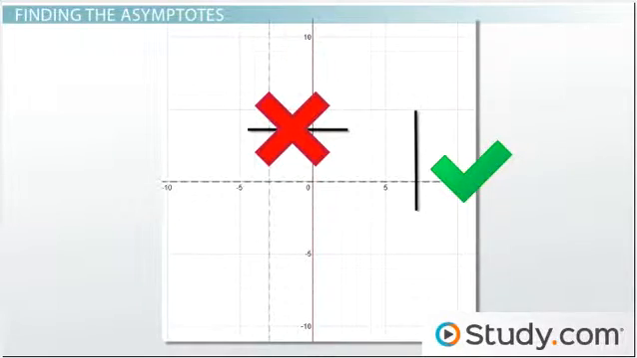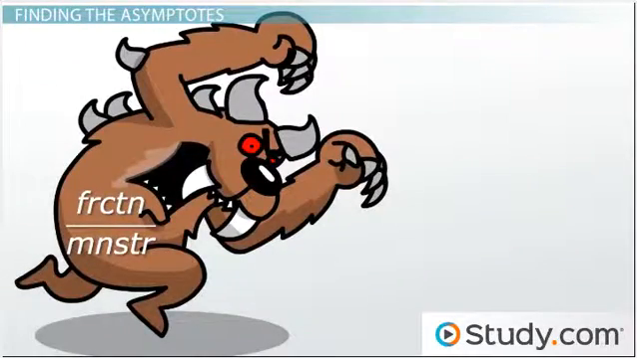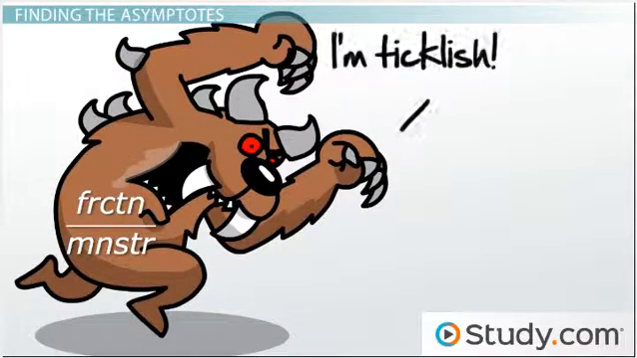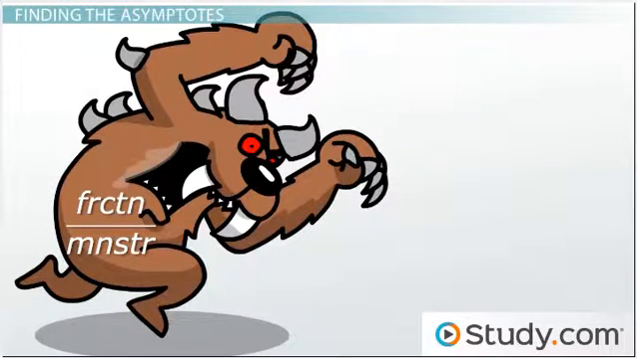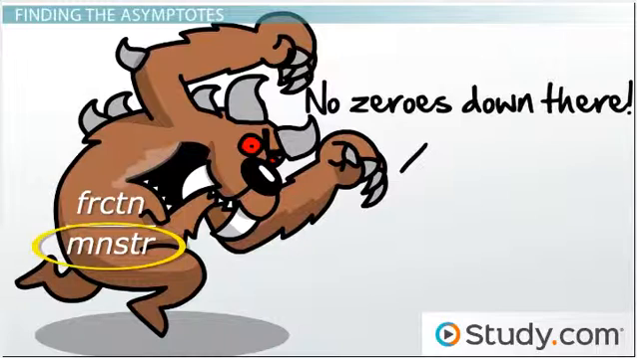How can you remember these? Picture a mean fraction with big teeth that gets angry when you touch its ticklish spots, or its vertical asymptotes. When is the fraction ticklish? It's ticklish when the denominator is 0.